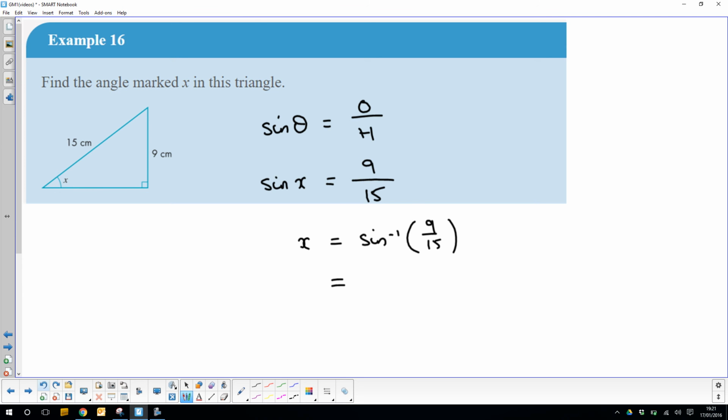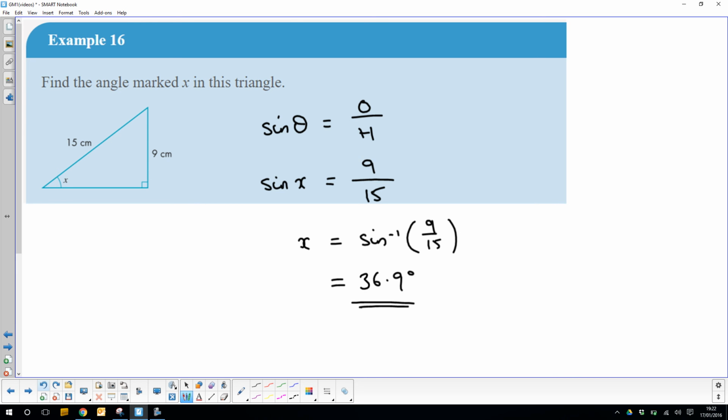So second function, sine, open a bracket, fraction button, 9 over 15, close the bracket, press equals, and that tells us it's 36.869897... So I'll do that to one decimal place and say that's 36.9 degrees. Okay, so that's different. That's finding the angle.